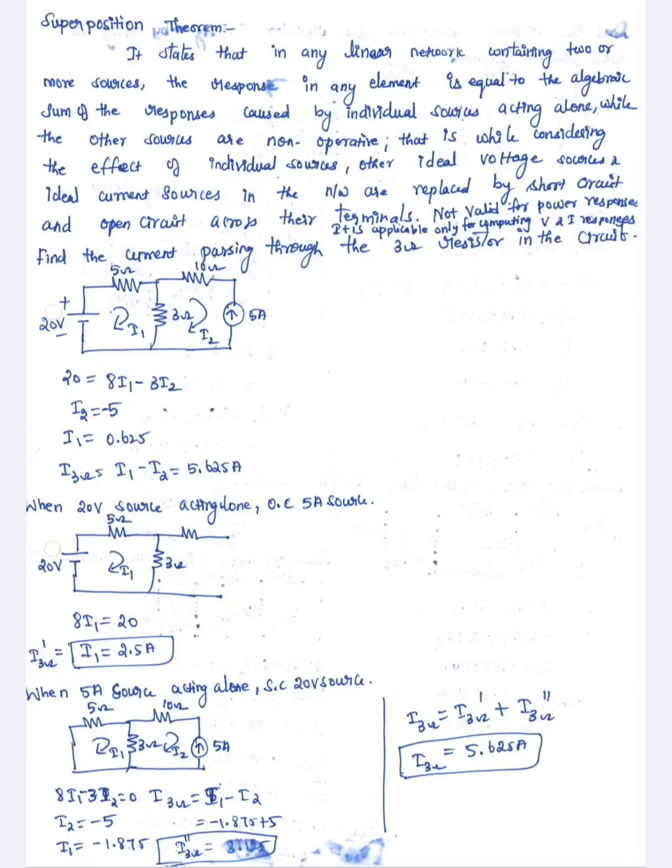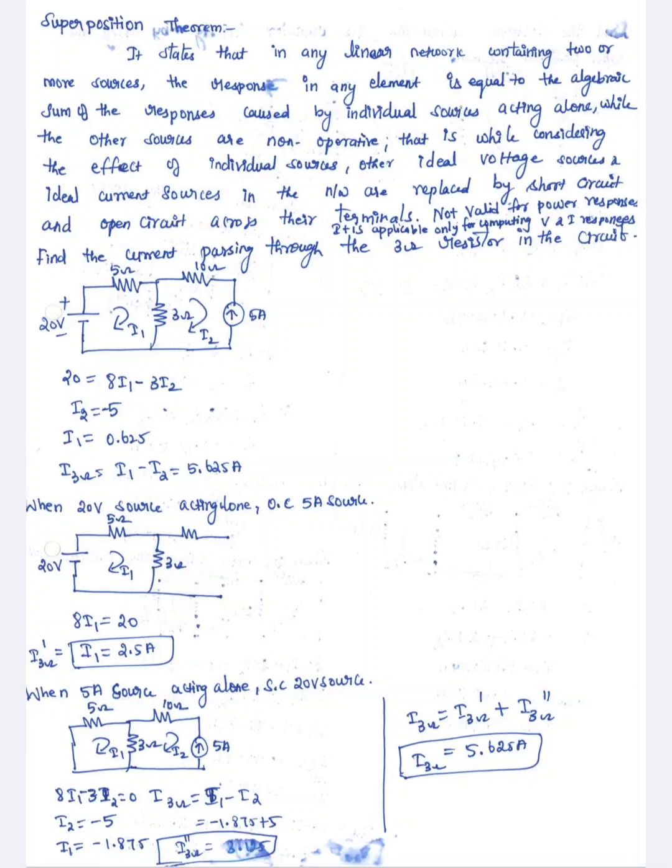So what current is flowing through the 3 ohm resistor? I3 ohm is equal to I1 minus I2. Both the currents I1 and I2 are flowing through the 3 ohm resistor, but the directions of I1 and I2 are opposite. So you have to write I3 is equal to I1 minus I2. So you can get the value of I3 ohm double dash here.